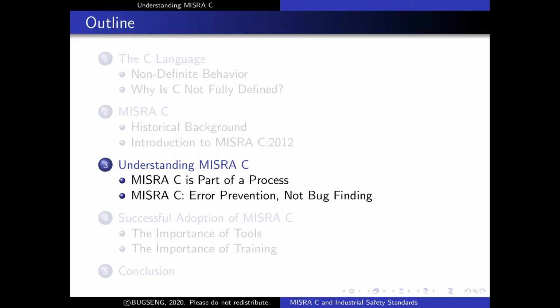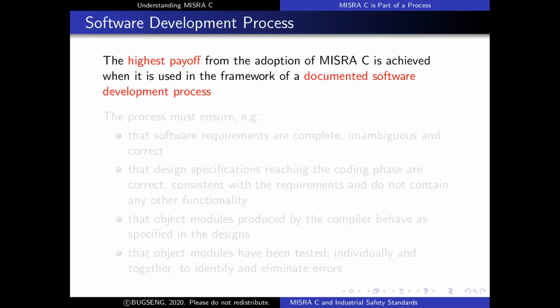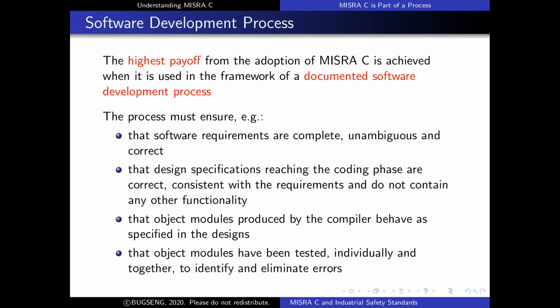So, understanding MISRA C. There are a couple of points I want to emphasize. The first one is that MISRA C is part of a process, okay? Applying MISRA C is not simply having a tool. MISRA C is a process. It's a process that requires that you have done or you do certain things. So software requirements should be complete, unambiguous, and correct. You have to have a design specification. You have to check several things.